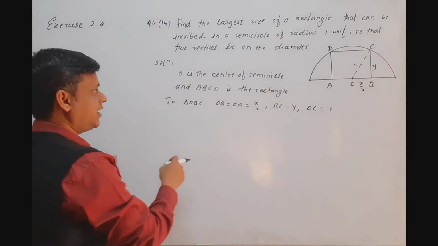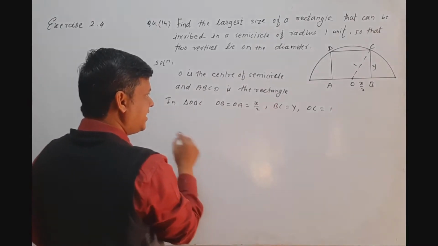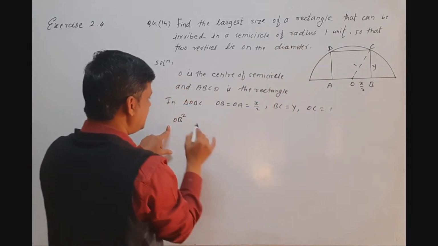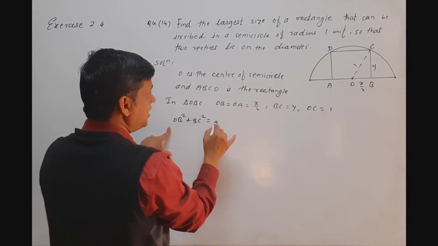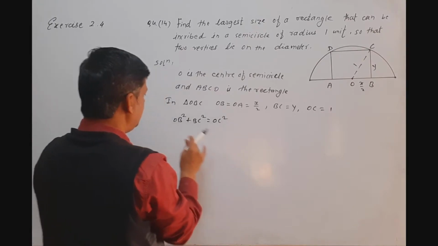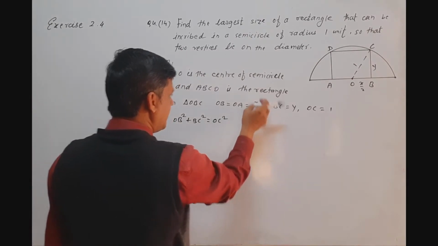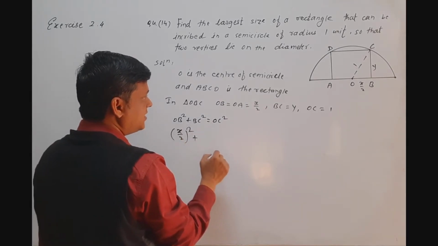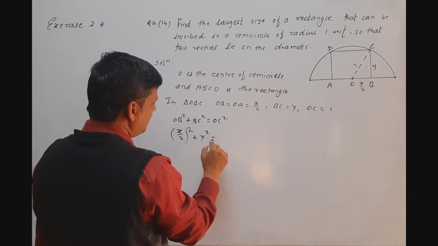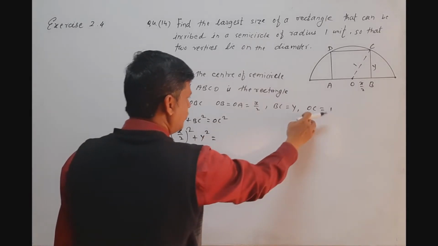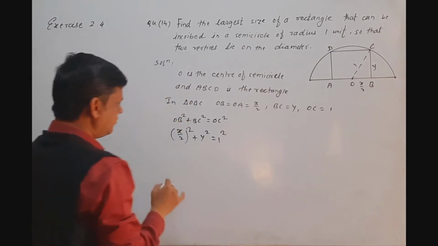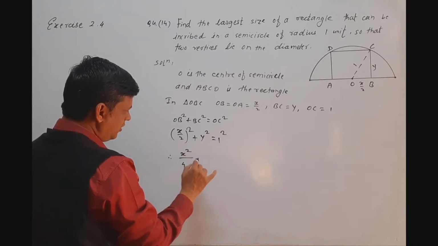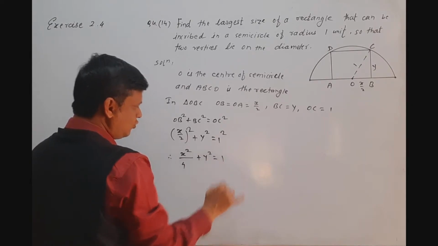Now by using the Pythagoras theorem we write OB square plus BC square is equal to OC square. Now OB is x by 2, so we write (x by 2) square plus BC is y, so y square equals OC square. OC is 1, equals 1 square. So solve this: x square upon 4 plus y square equals 1.